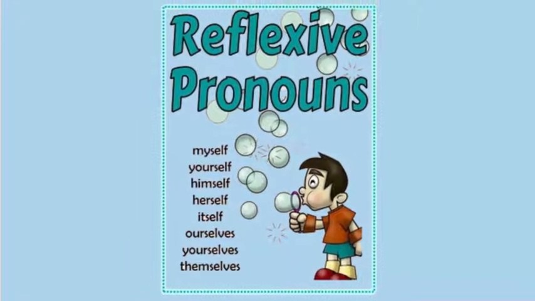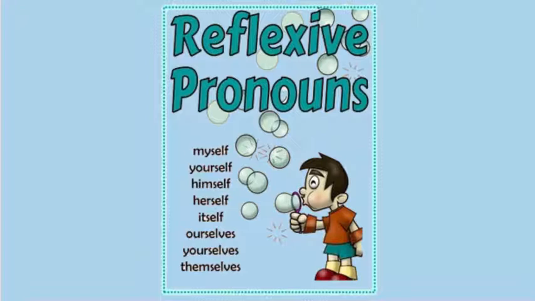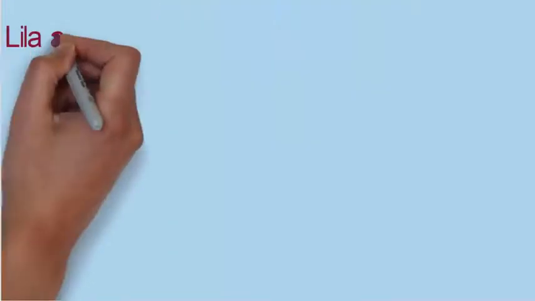That's the object pronoun. We have a third type of pronouns called reflexive pronouns. Reflexive pronouns are used when the subject and the object are the same. We will see an example in a minute, but the reflexive pronouns are myself, yourself, himself, herself, itself, ourselves, yourselves, and themselves.